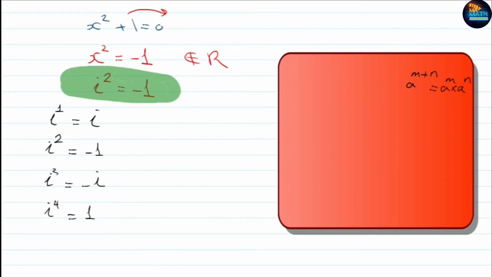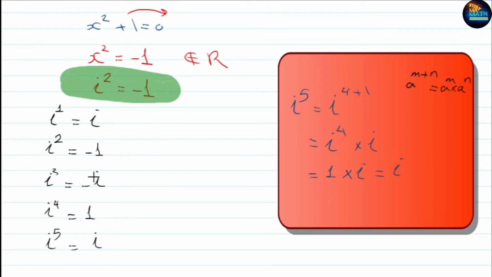What if we need i to the power of 5? i to the power of 5 is equal to, yeah, that's right. 5 means 4 plus 1. So it's equal to i to the power of 4 multiplied by i. But what is the value of i to the power of 4? Yeah, that's right. i to the power of 4 is equal to 1. So 1 multiplied by i, which is i. So i to the power of 5 is equal to i.